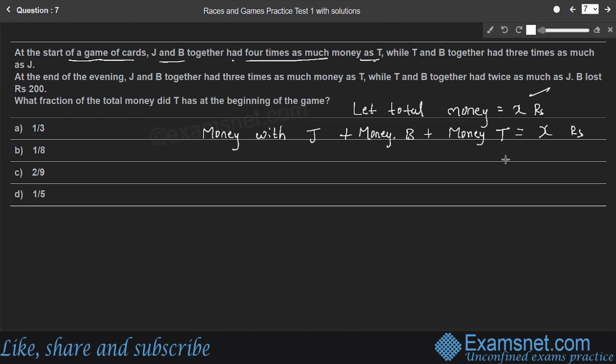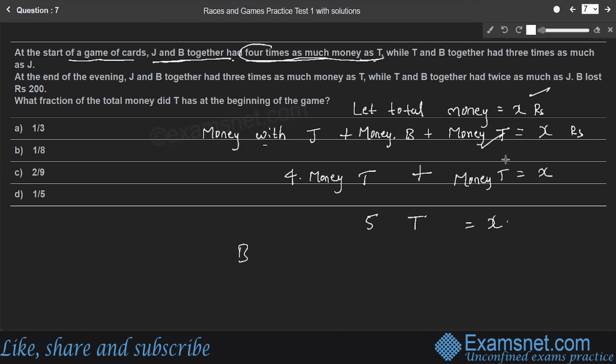But here at the beginning of the game, J and B had money equal to 4 times as much money as T. Therefore, money with J and B together can be considered as 4 times money with T, plus money with T. So 5 times money with T is equal to the total money X.